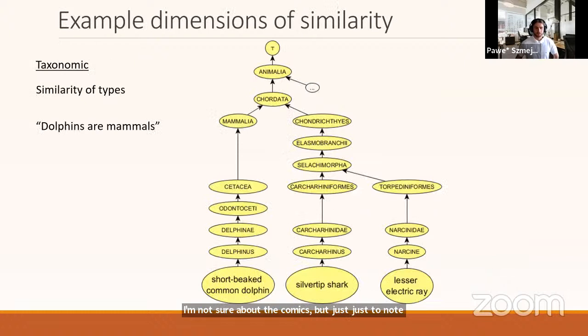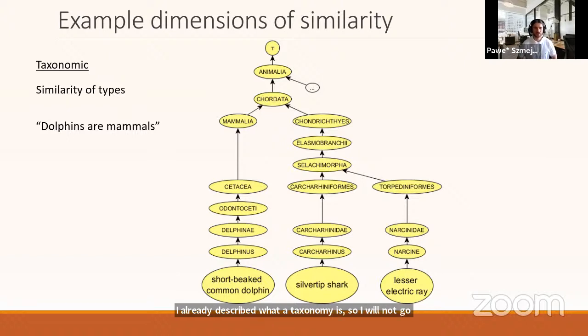So there are many dimensions of similarity, many ways to divide knowledge into dimensions. I will give you the most important or interesting examples in this presentation. So the taxonomic dimension of similarity is simply similarity of types or similarity in a taxonomy. I already described what a taxonomy is, so I will not go deep into that.